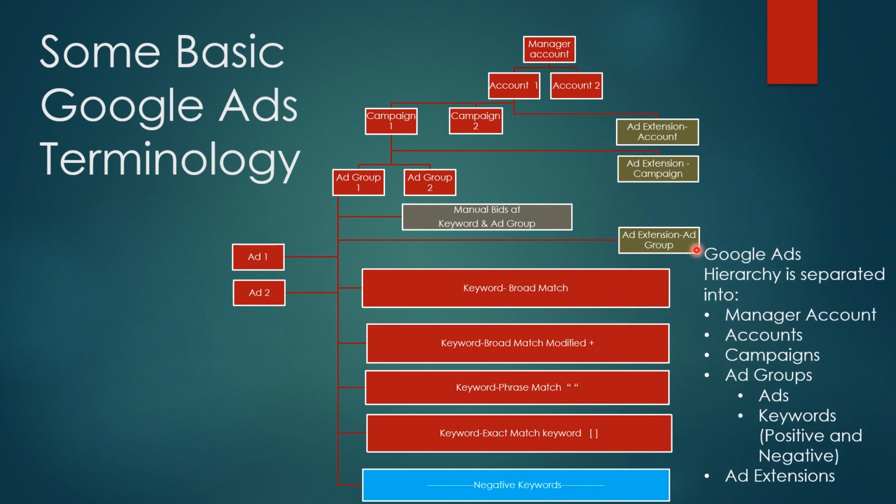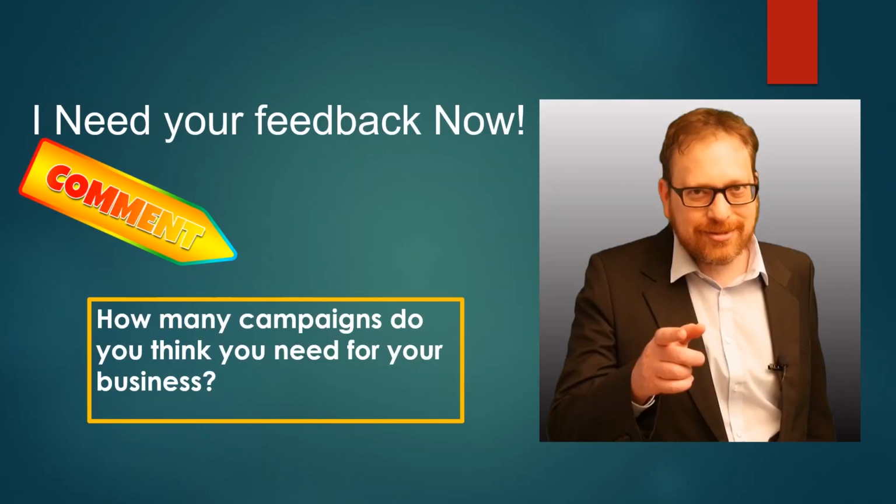So in a nutshell, Google Ads hierarchy is separated into manager accounts, campaigns, ad groups, ads, keywords, both positive and negative, and ad extensions. I need your feedback. How many campaigns do you think you need for your business? Put your comments in the comment section of this video.